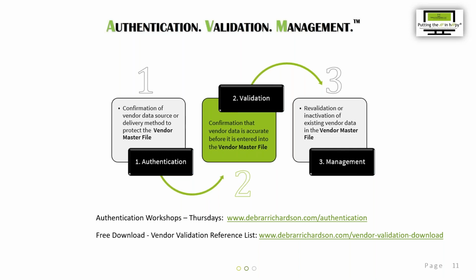Now, the third step is where you revalidate or inactivate existing vendors in your vendor master file on a consistent basis. So inactivating those vendors you haven't done business with in 15, 18, 24 months, whatever makes sense for your company. And then checking for duplicate vendors and then revalidating active vendor data to make sure that there are no changes and making sure that they have not been added to a watch list since you originally set them up or modified them last. And that's a step that many folks don't do.